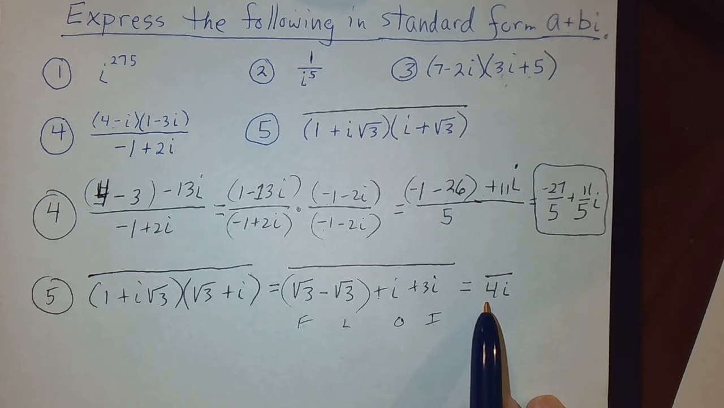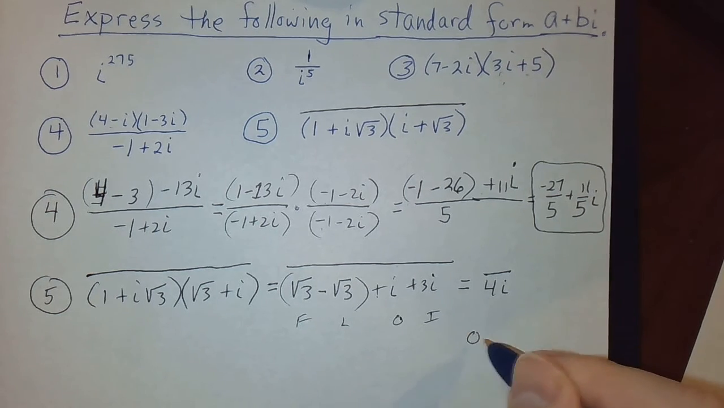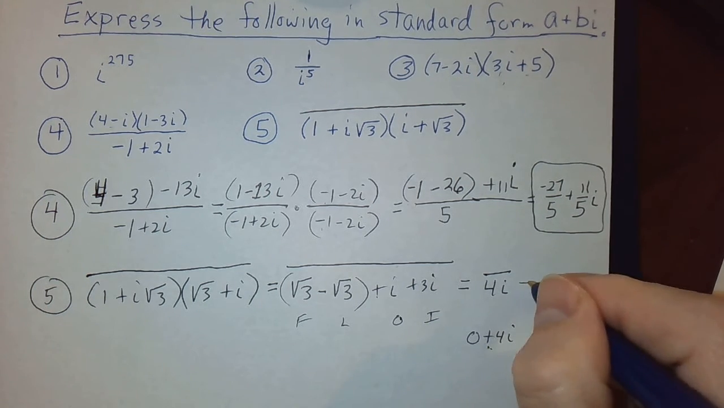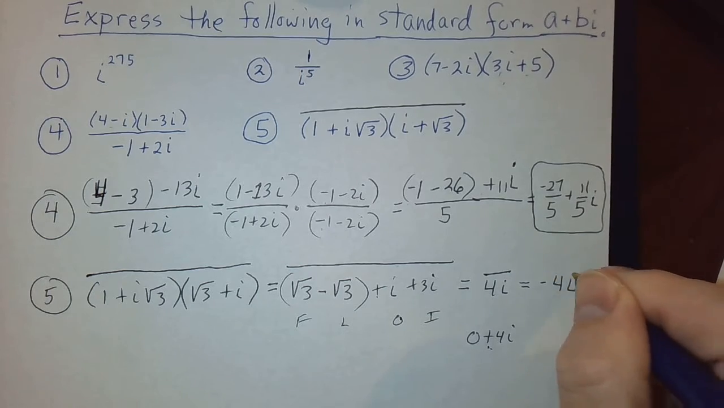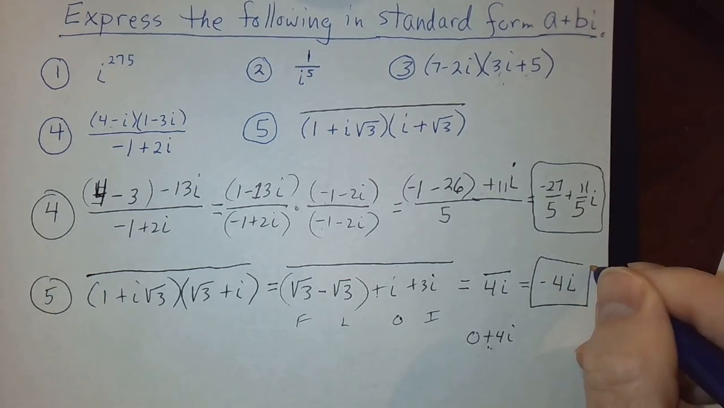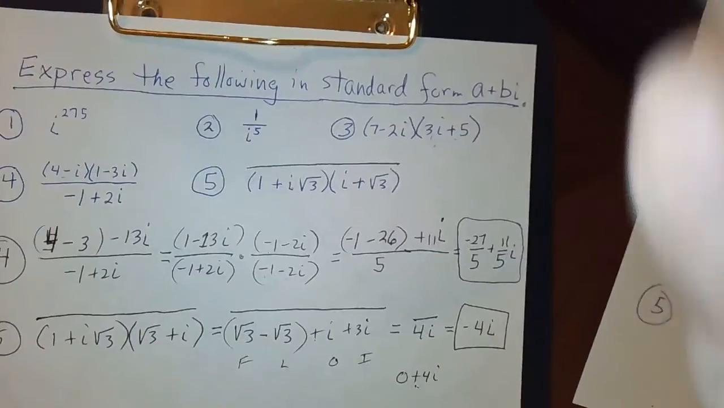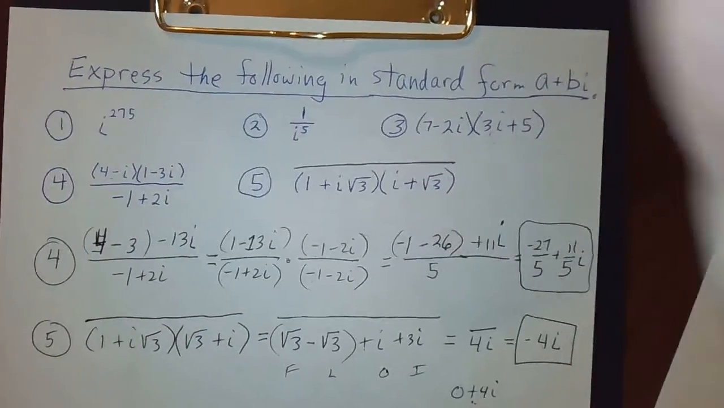And this is very simple. What's a complex conjugate of 4i? Well, 4i can be written as 0 plus 4i. What's the complex conjugate of this? You replace the plus sign with a minus sign. So we're going to get negative 4i. And that is the end of the problem.